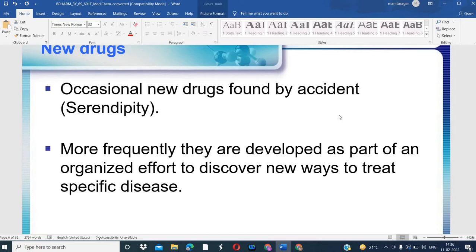This is the usual process. What we do in the laboratory, what you do in a pharmaceutical laboratory or pharmaceutical company, they are trying hard to discover the drug, for the coronavirus also. This is an organized effort to discover new ways to treat a specific disease. We want to discover the drug, and we also discover new ways to treat the disease.